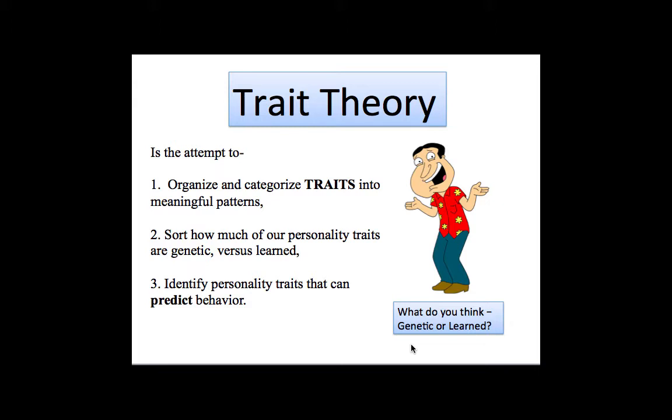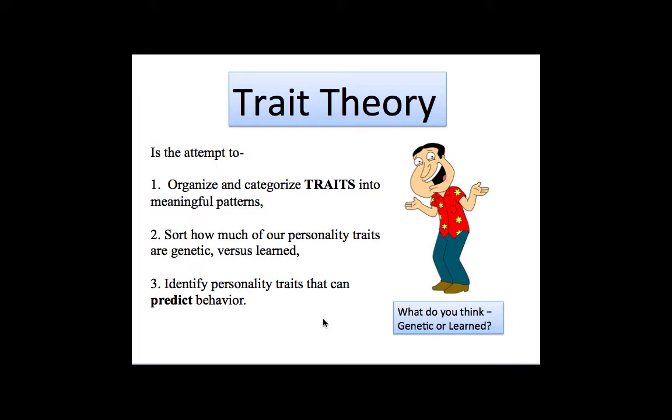And those grand types, like the hero and the villain, Carl Jung referred to as archetypes, right? So you can think of them as grand types. The other question that trait theory looks at is how much of our personality traits are genetic versus learned, and also identifying how personality traits can help us predict behavior, which is very powerful, right?